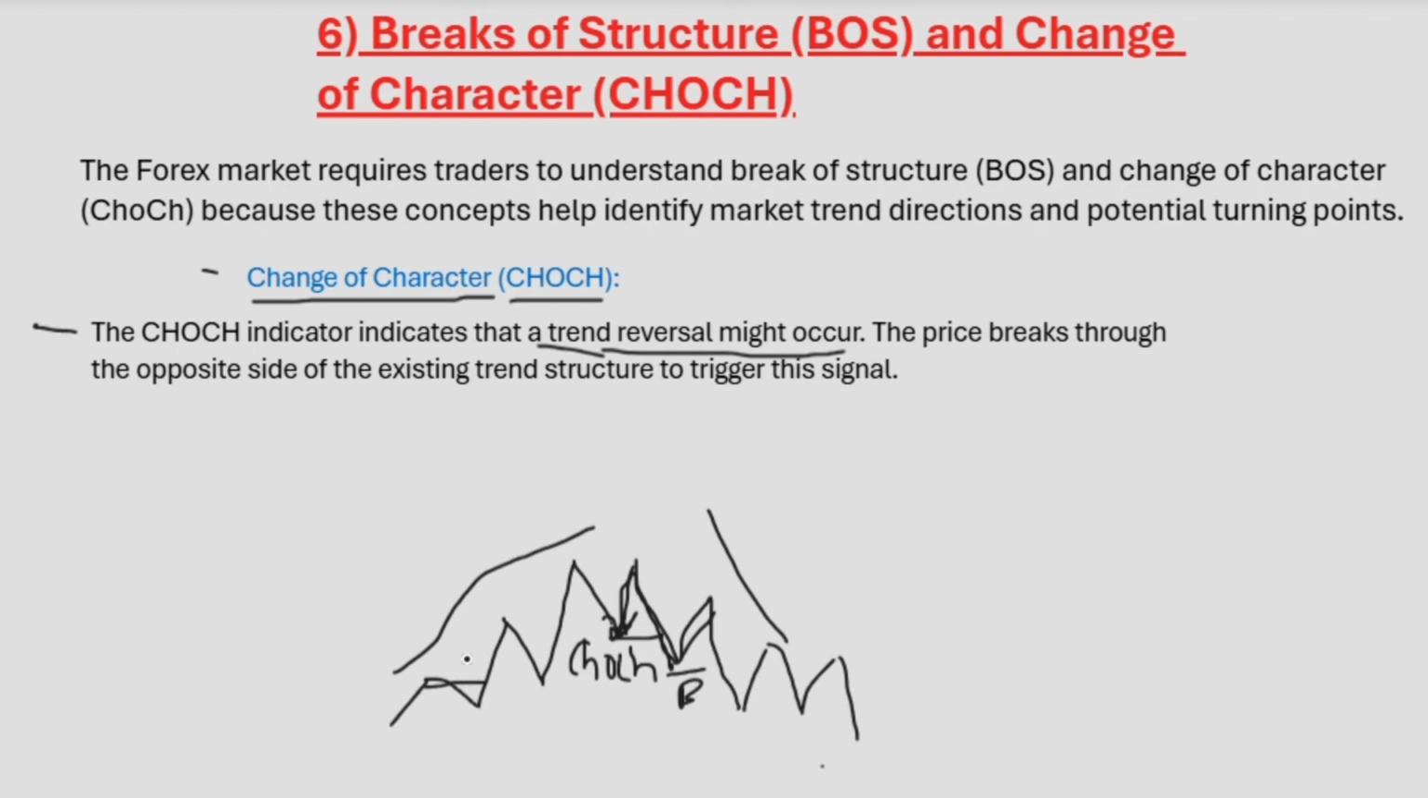Remember, this high is a break of structure, and it didn't break this high, but it broke this low. After breaking this low, we call this low a change of character. Okay, after change of character, we had the retracement, then we have a break of structure here, and so on and so on. The price breaks through the opposite side of the existing trend structure to trigger the signal. Simple. On a downtrend, let's say price was creating lower highs and lower lows, lower highs and lower lows. Then price came like this.